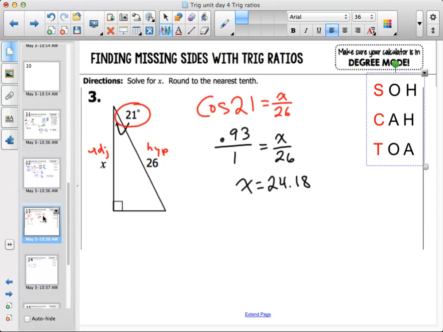Which seems like a reasonable amount. It's less than our hypotenuse. If we were to make an estimate, we would see the adjacent side being probably relatively close to the hypotenuse. So that seems like an amount that would be reasonable.